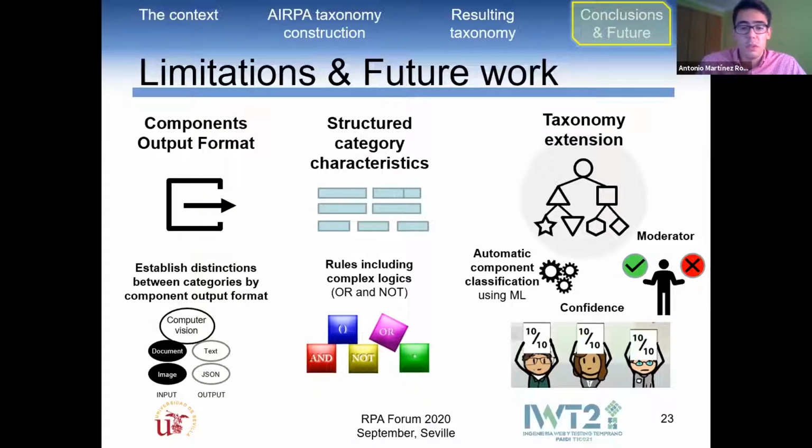So there will be knowledge sources more relevant than others. For example, giving more weight to the categories coming from the main platforms, such as UiPath, since they have more presence in the market.